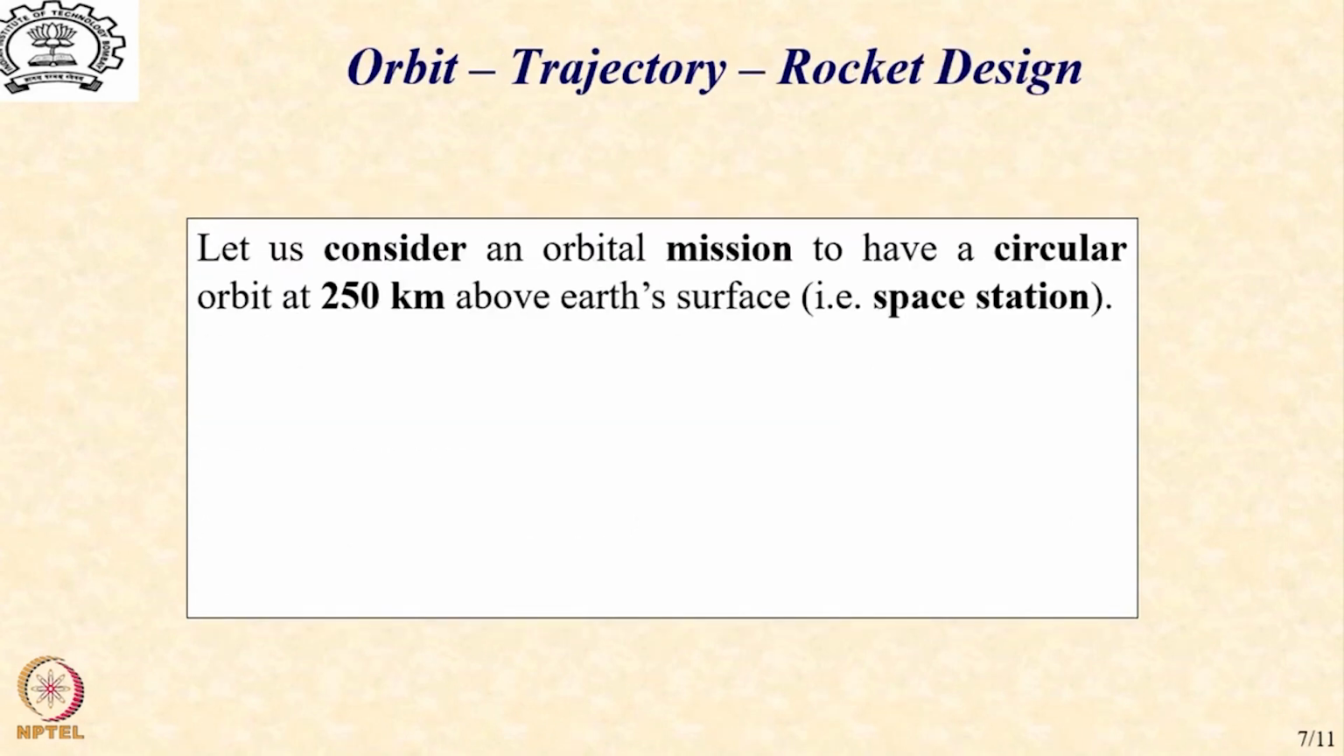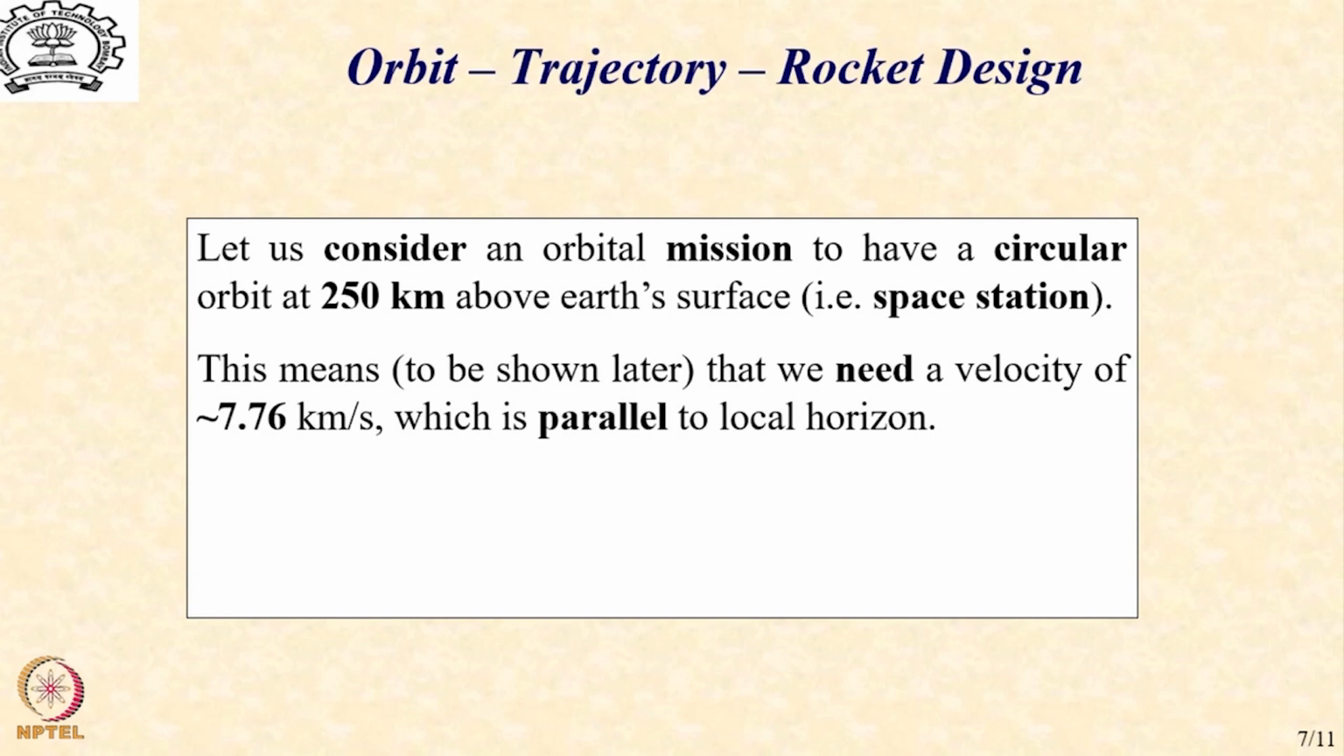Let me demonstrate this idea through a simple strategy. So let us bring in the orbit trajectory rocket design philosophy as follows. So let us consider an orbital mission which requires that a spacecraft is put in a circular orbit at 250 km altitude above the surface of the Earth. For example, this could typically be a space station mission which is orbiting in a circular orbit roughly around this altitude. So any other mission which is going to space station will have this objective.